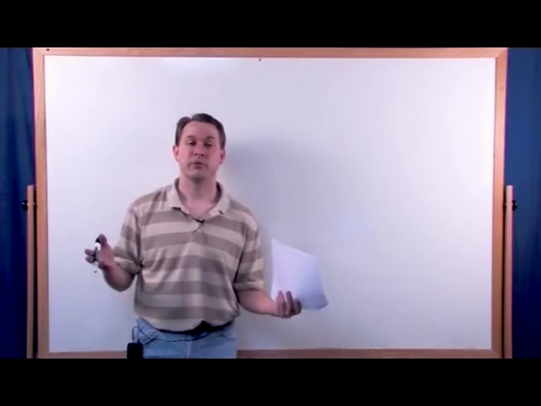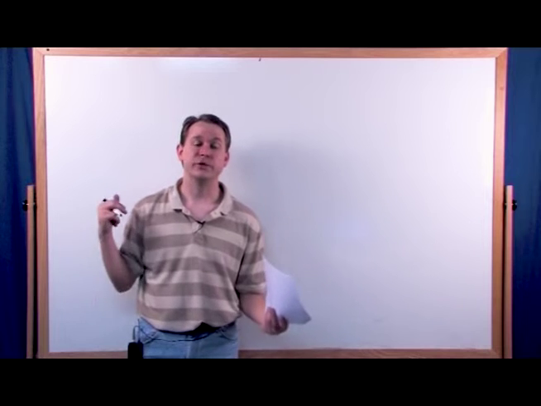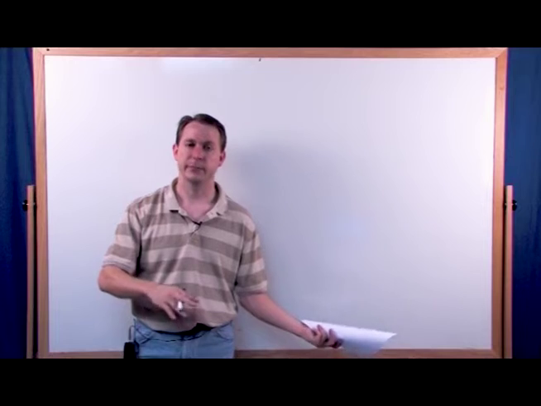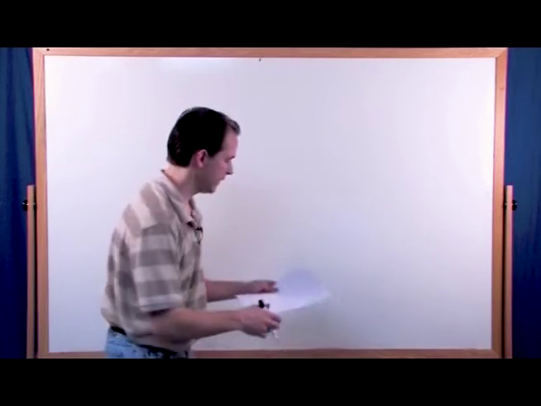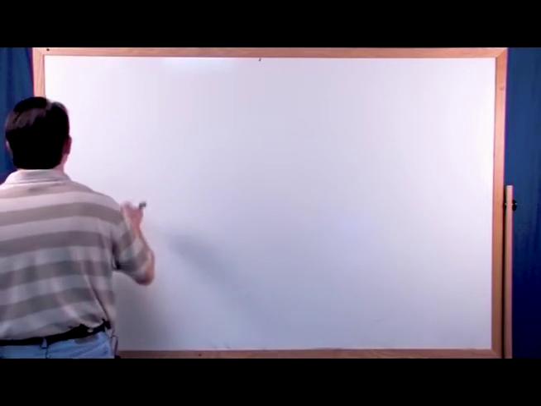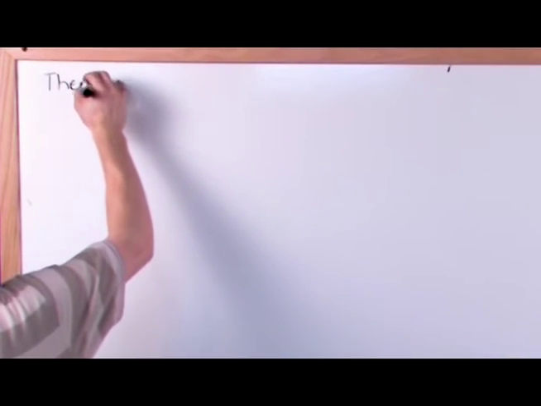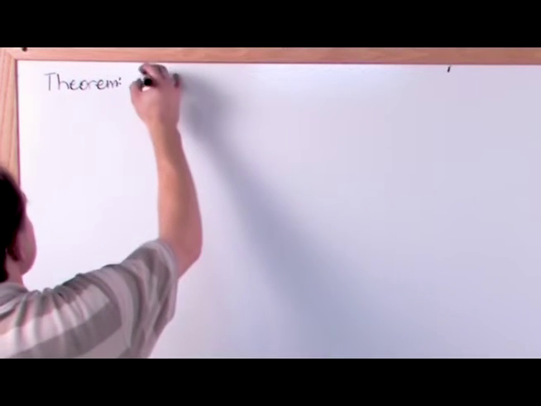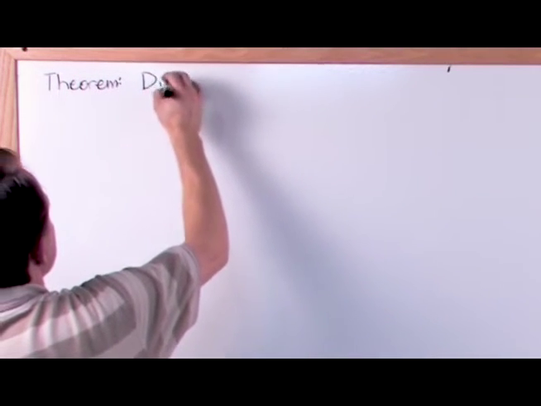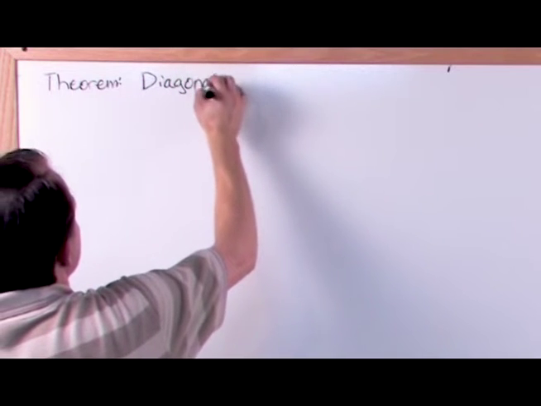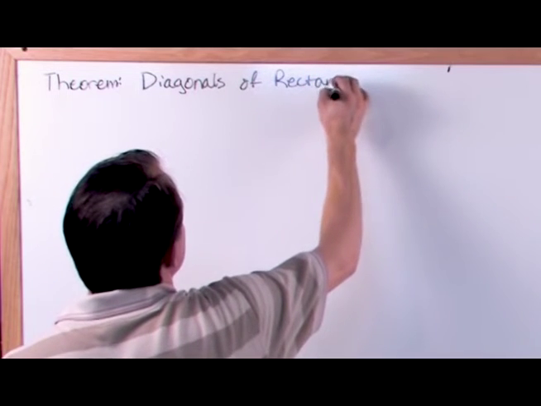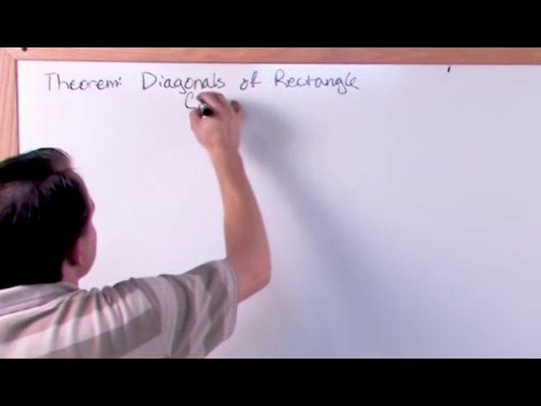So we've covered quite a few properties of parallelograms. I'm going to write a few more specific ones on the board and we're going to apply those to a couple of problems, the same as we applied the previous ones to a couple of problems. Okay, so here's a theorem. The diagonals of a rectangle are congruent, which just means they're equal to one another.